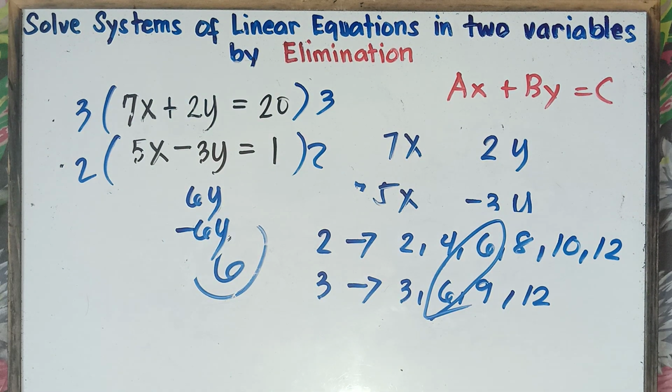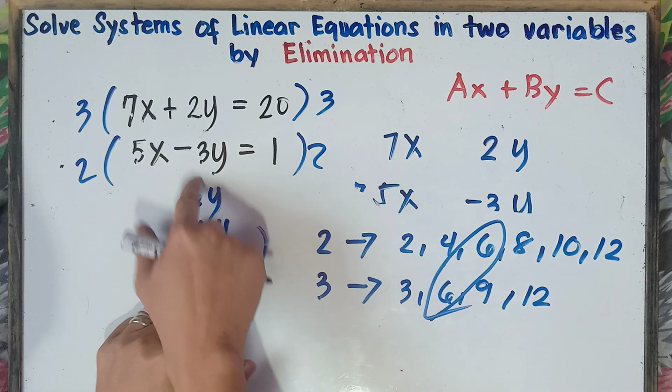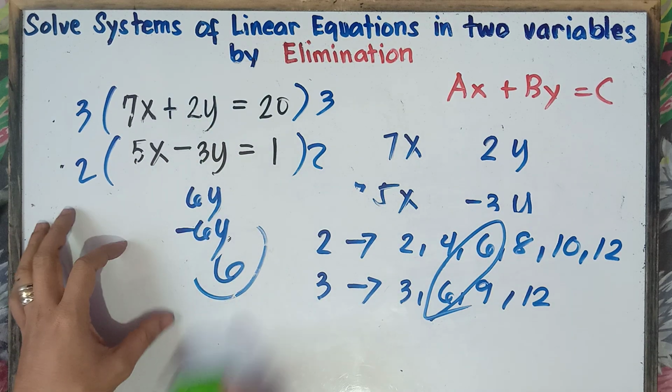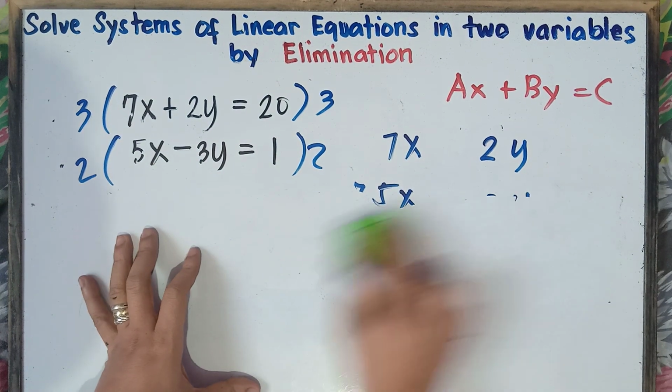I hope it's clear for you, class, with regards to number 6. For me, class, it's better to eliminate y, because the LCM of 2 and 3 is only 6. Alright, I hope it's clear for you with this one, class.